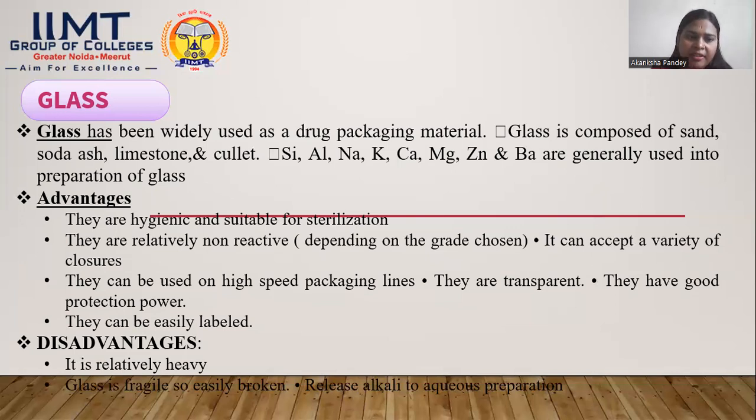If we talk about the disadvantage, it is relatively heavy. In comparison between plastic and glass containers, it is very obvious that glass containers are heavy and may be easily broken. So we just prefer it less. We have used glass container packaging more, but it breaks easily.